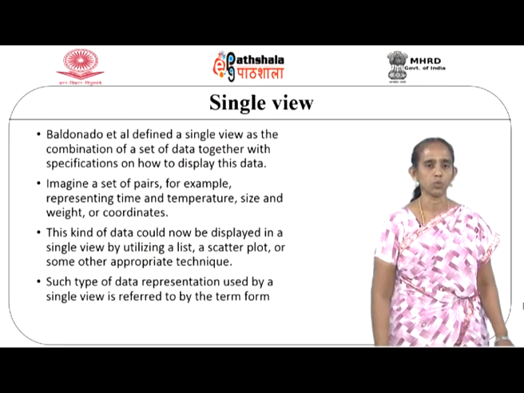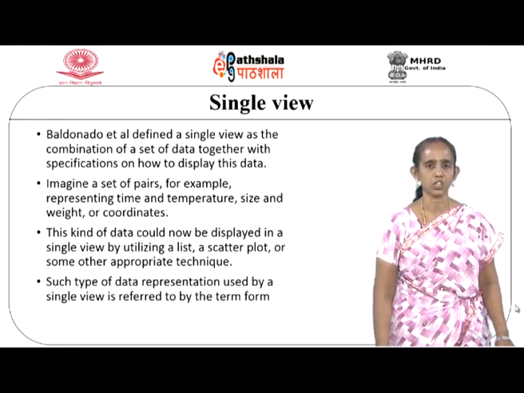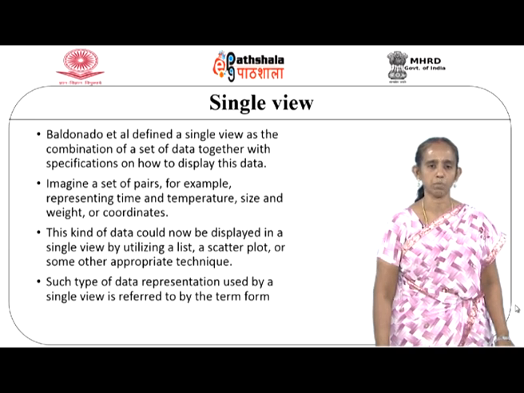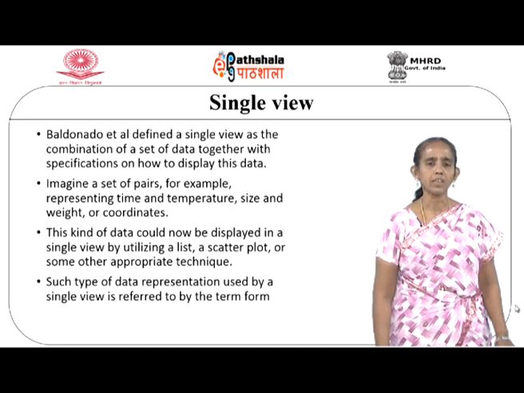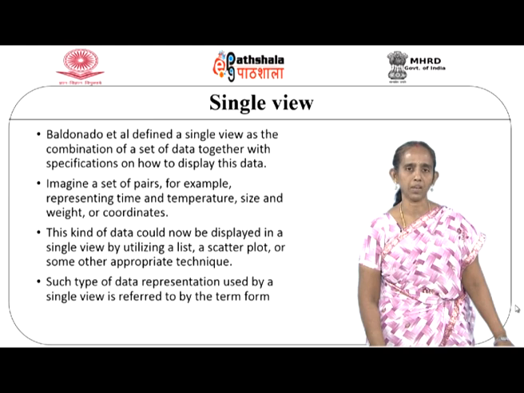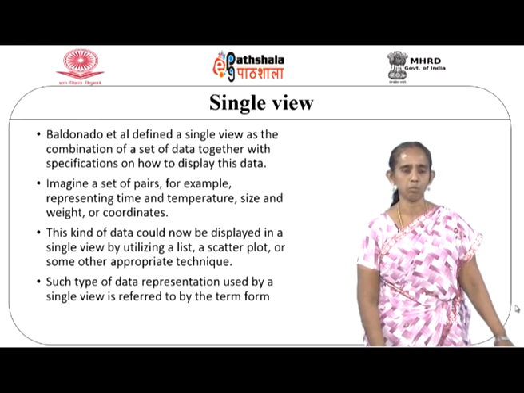So what is a single view? Baldonado et al. defined single view as a combination of a set of data together with the specifications on how to display this data. So imagine a set of pairs, for example, a data set which represents the time, temperature, size and weight or some certain coordinates. These kinds of data could now be displayed as a single view by utilizing a list, a scatter plot or some other appropriate visualization technique. Such type of data representation used by a single view is often referred to by the term form.